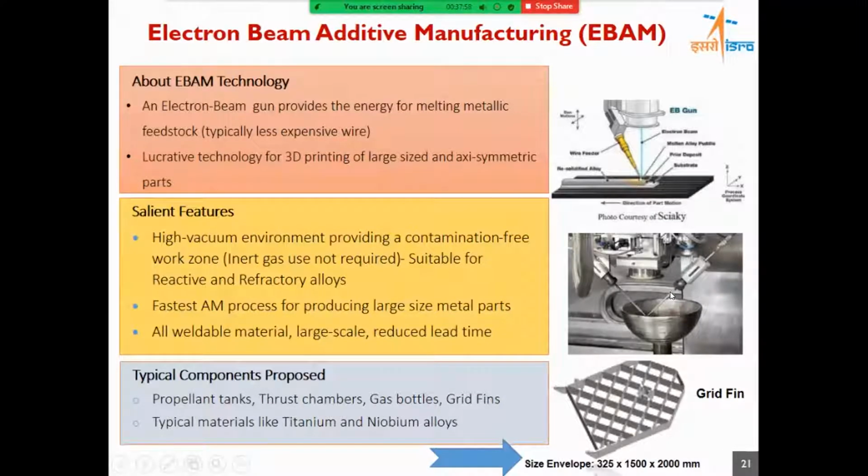So these are the typical components, such as the dome of a propellant tank or a gas bottle. Then this is one typical grid fin for the crew escape systems used in human space programs for stabilization of the crew modules. The typical components, as I mentioned, are propellant tanks, thrust chambers, gas bottles, and grid fins, and the materials are titanium and niobium alloys. This particular component has an envelope of around 325 mm thickness or height, 1500 mm width, and 2-meter length. So parts as large as this can be made through additive manufacturing.